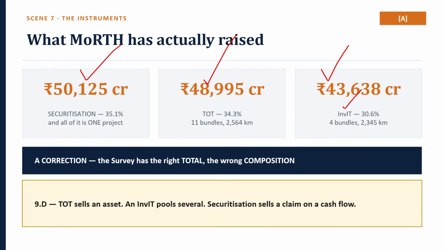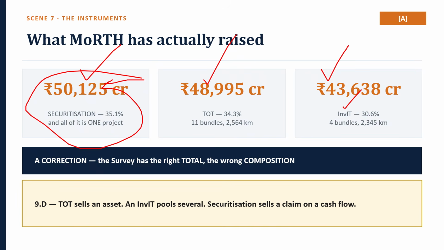So the instrument sentence: NHAI's single largest monetization instrument is neither the toll operate transfer model nor the InvIT. It is securitization, and the entire 50,125 crore is one project, the Delhi Mumbai Expressway. A special purpose vehicle wholly owned by NHAI bundles road assets and securitizes the future user fee. NHAI continues to collect the toll and maintain the road, transferring enough to service the SPV. So TOT sells an operating asset and InvIT pools several. Securitization sells nothing at all. It sells a claim on a cash flow and the asset never leaves the balance sheet.